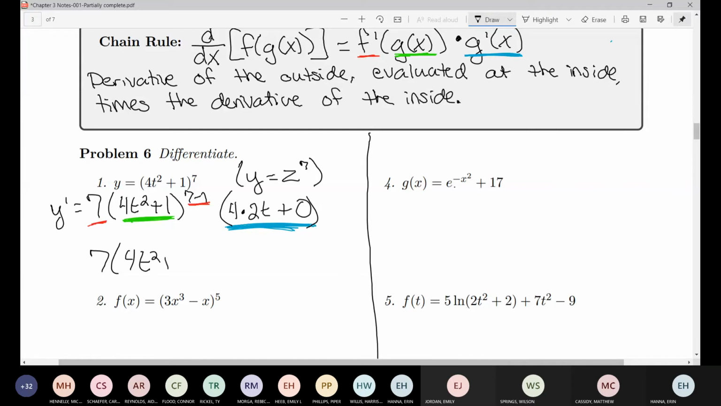So if I wanted to clean this up the tiniest bit, I could even smush the 7 and the 8 together and get this. But again, any one of those options is completely correct, completely acceptable, because I don't ask you to simplify.